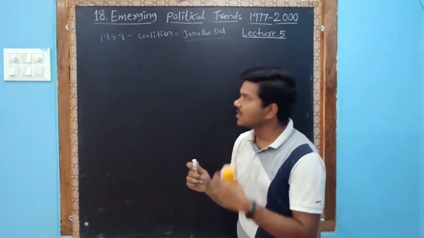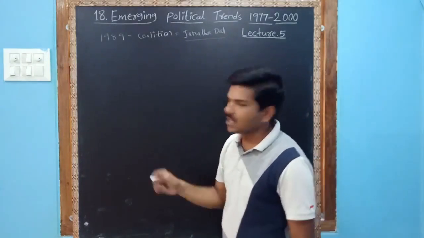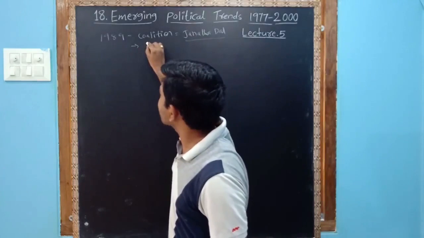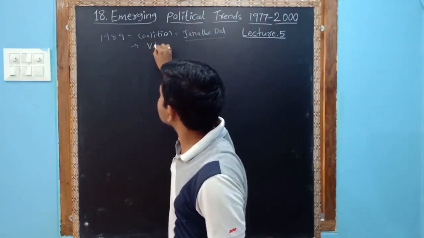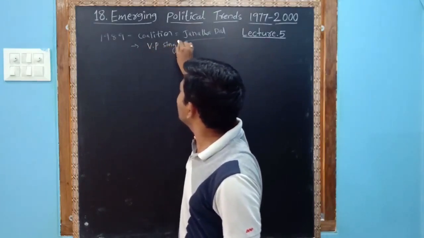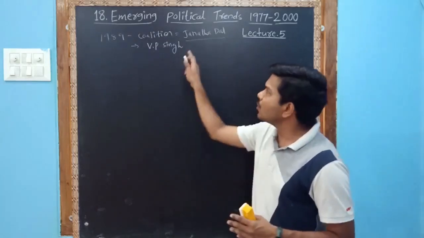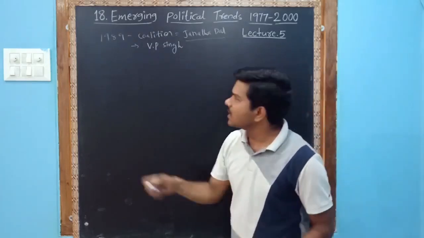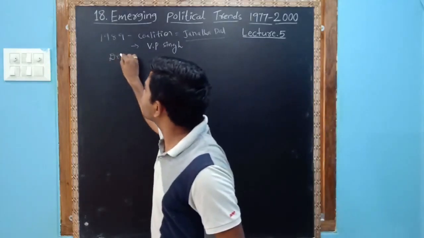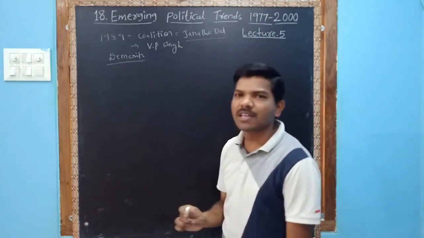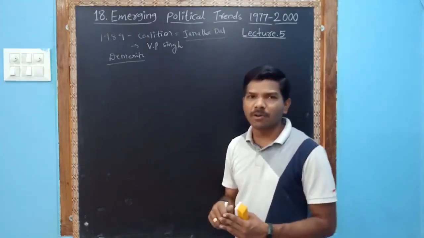The Janata Dal government's Prime Minister was Mr. V.P. Singh, Vishwanath Pratap Singh. So due to this coalition, let us see the demerits. What are the demerits of the coalition government?